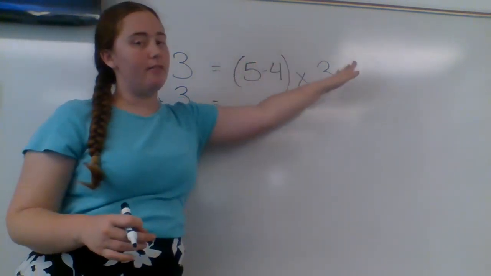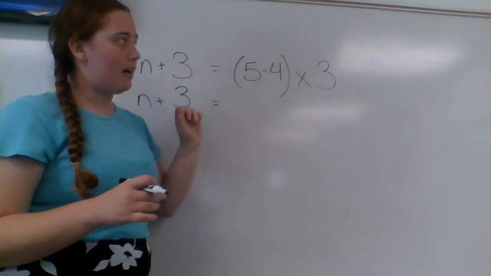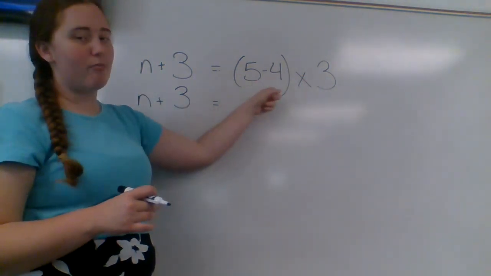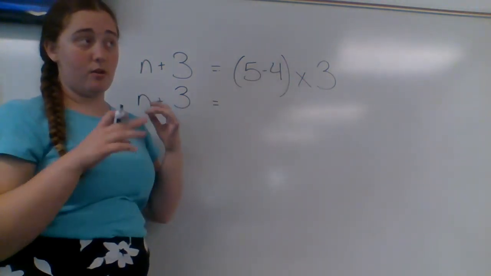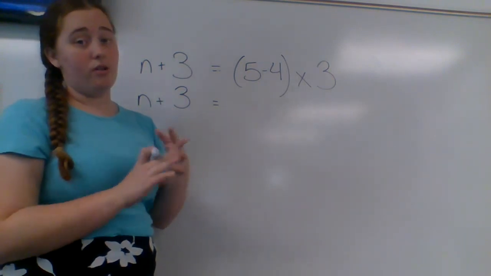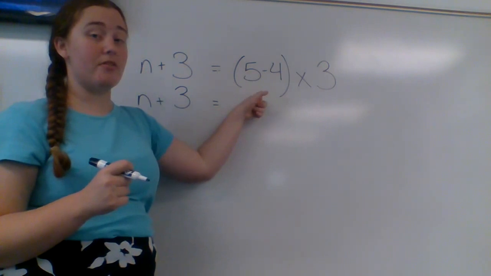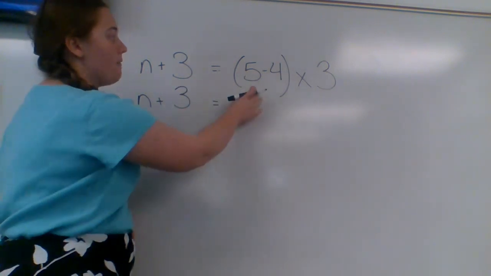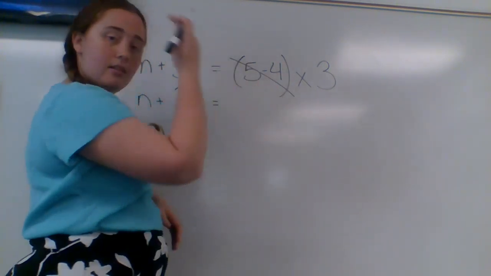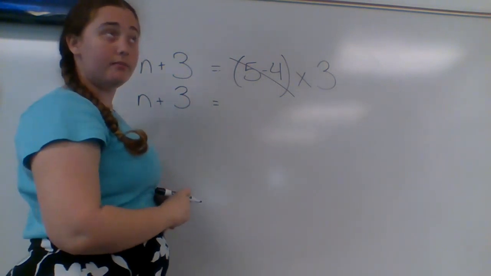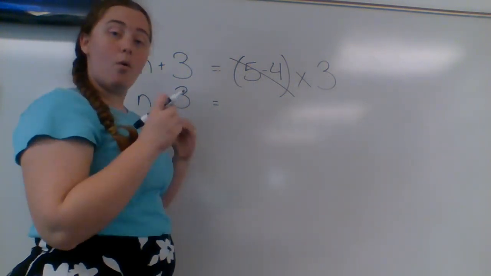So our next step after we copy this down and put our equal sign right there is to solve this right here. Now, if you remember, whenever we have parentheses, do we do those parentheses first, last, or does it not matter? Right, we do the parentheses first. So I know 5 minus 4. I can do that in my head. 5 minus 4 is 1.